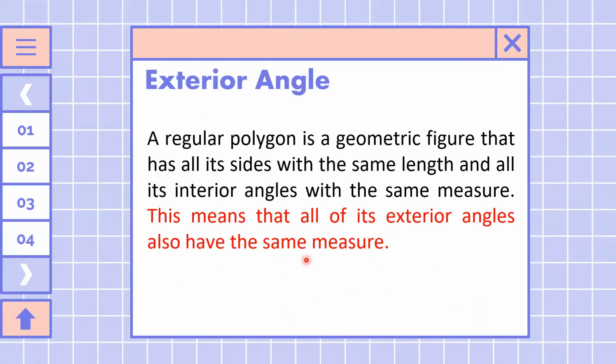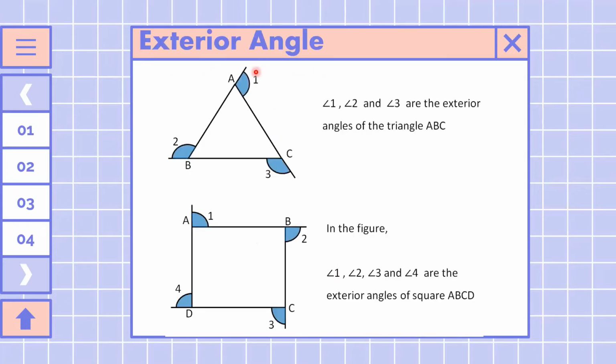For example, have the same measure. So kung unsa ang measure ani nga exterior angle, pag balhin pud sa isa ka angle, same lang na ilahang measurement. For example, diri sa picture, kung kani si angle 1 88 degrees, therefore, ang measurement ni angle 2 and angle 3 is also 88 degrees. So, same lang ang measurement ni exterior angle.